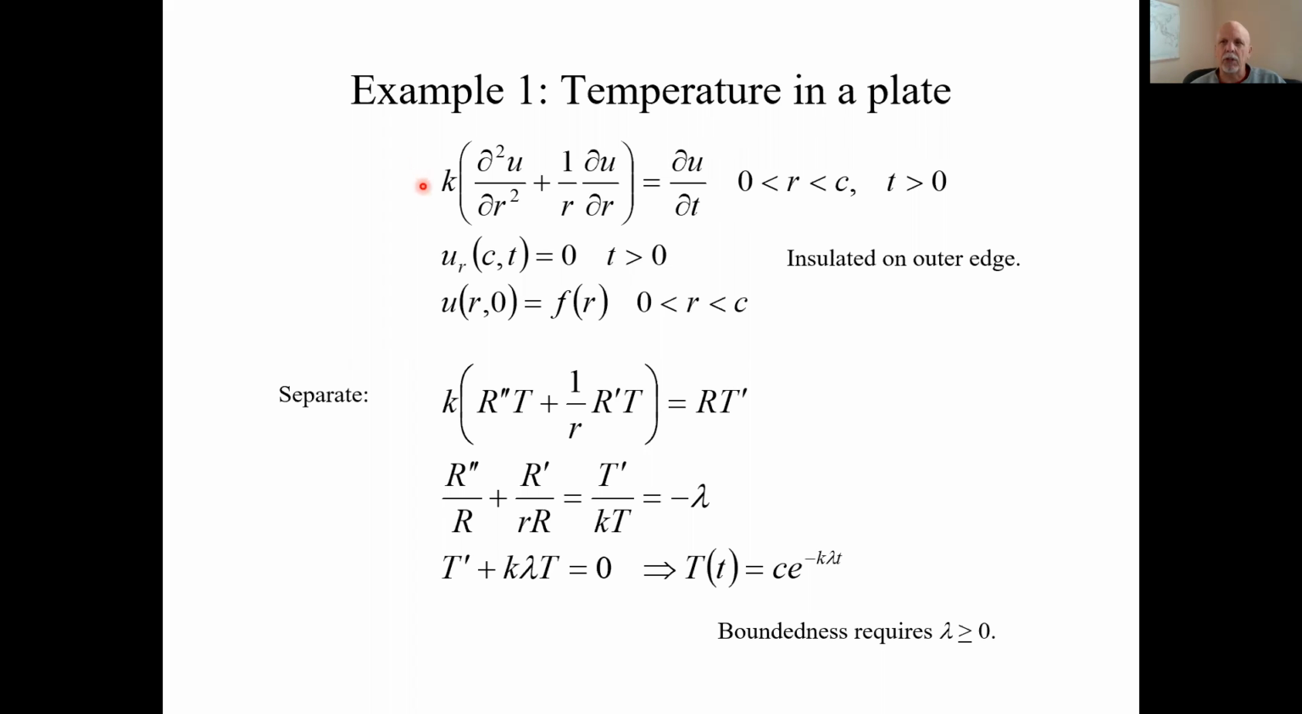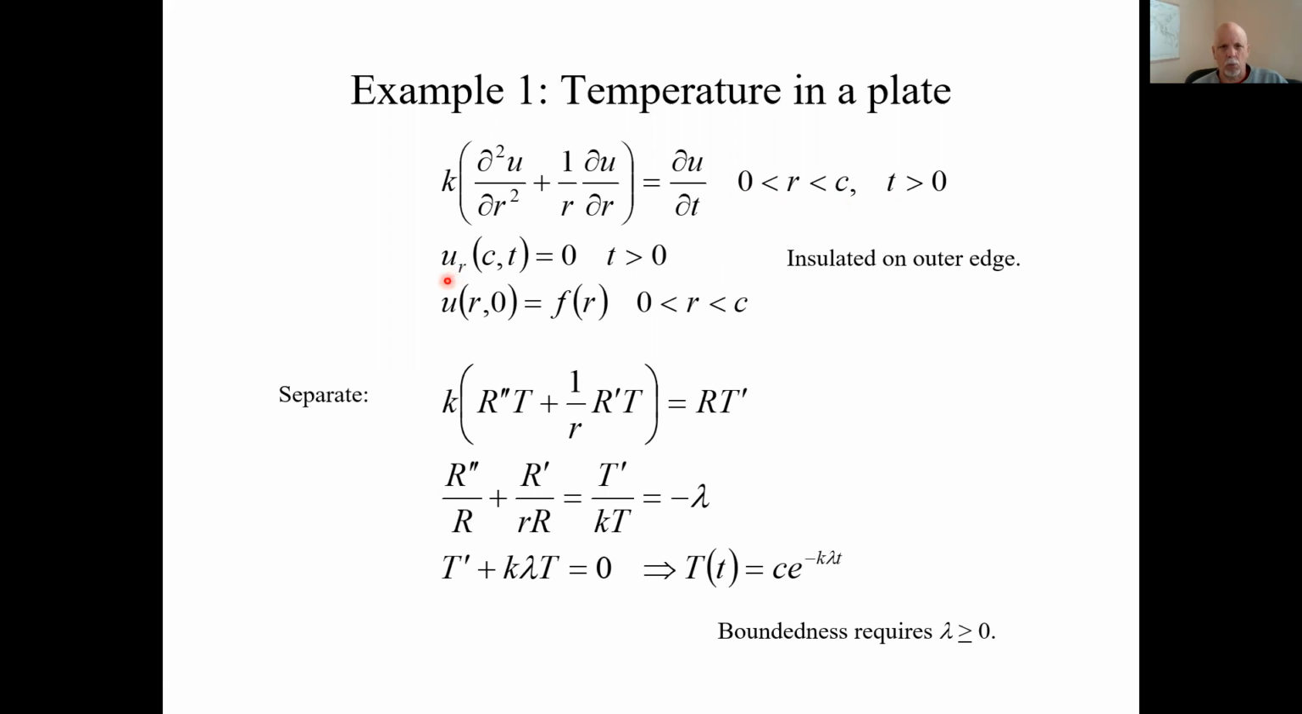Here is the governing partial differential equation, where R is the radius from the center of the plate. It goes from the center of the plate, R equals 0, out to some finite limit. So it's a perfectly circular plate. It's the temperature over time, where time is greater than 0.